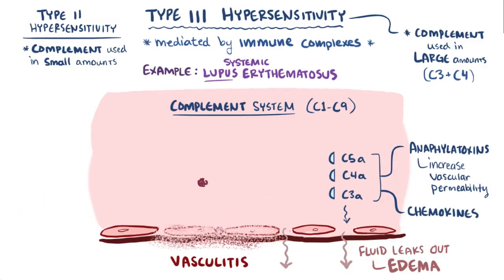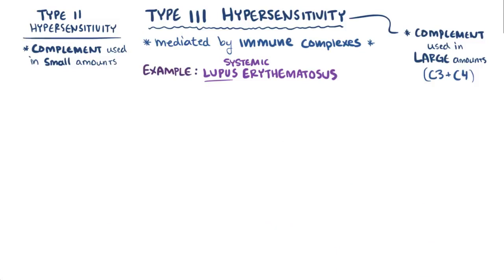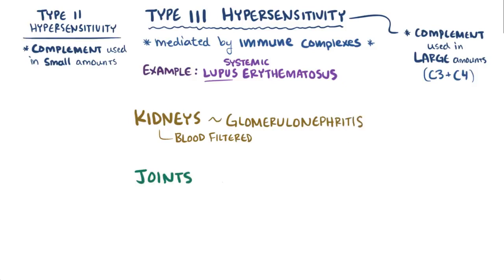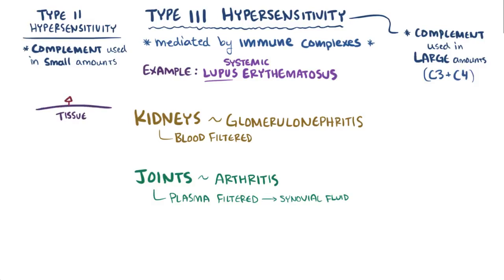With inflammation comes further cellular destruction and more autoantigen release, repeating the cycle again. This most commonly takes place in areas like the kidney where the blood's being filtered, causing glomerulonephritis, as well as the joints, since blood plasma is being filtered to produce synovial fluid, and this causes inflammation of the joints or arthritis. And this brings up a third major distinction between type 2 hypersensitivity, where clinical symptoms correspond to the tissue where antibodies attach to and destroy cells, and type 3 hypersensitivity, where clinical symptoms correspond to the tissue where immune complexes are deposited, not where the immune complexes are made.